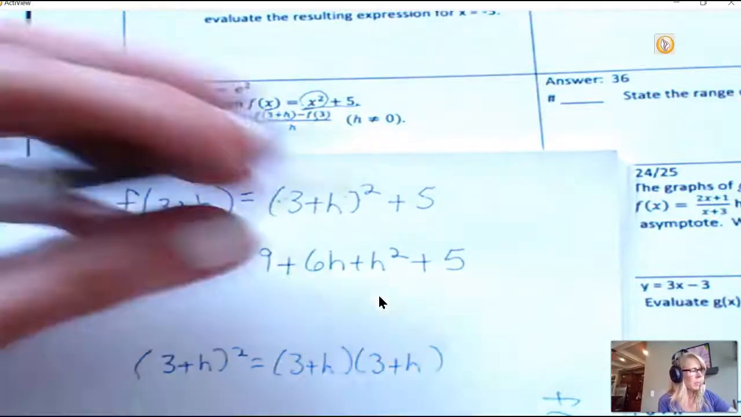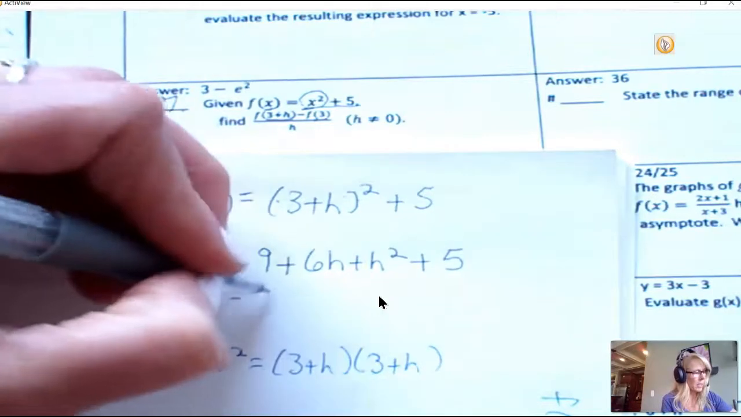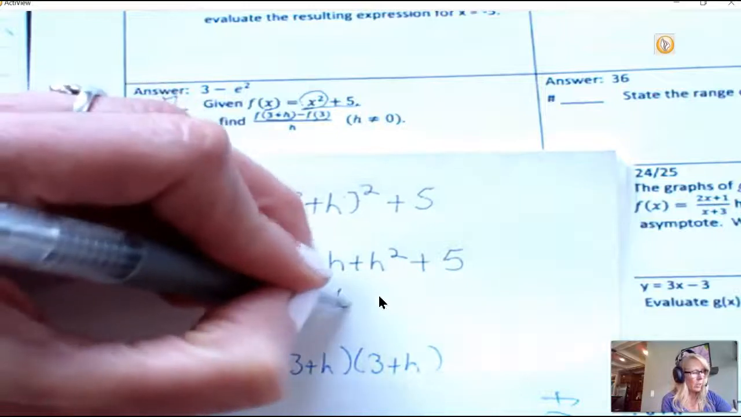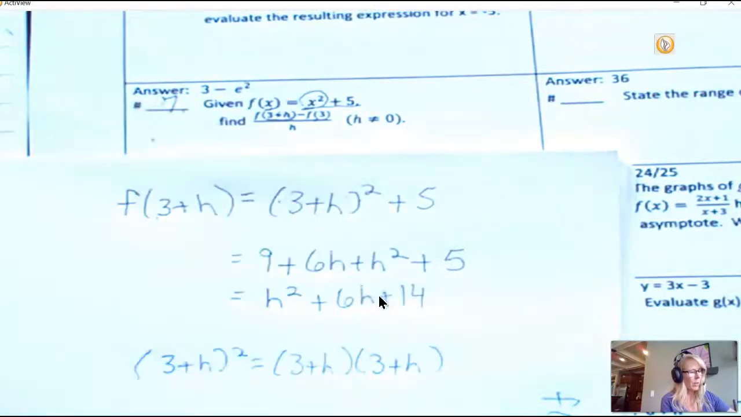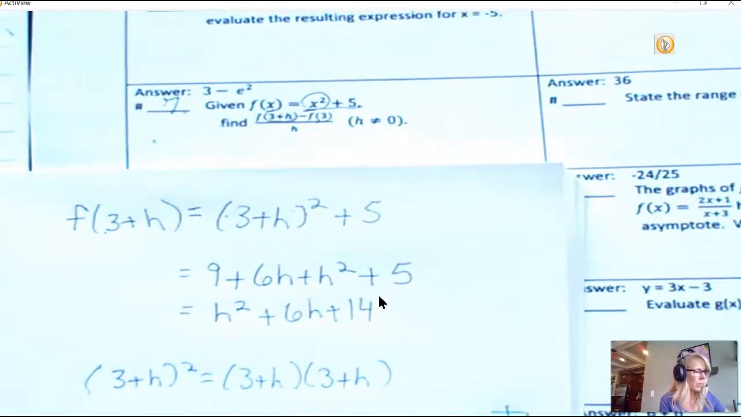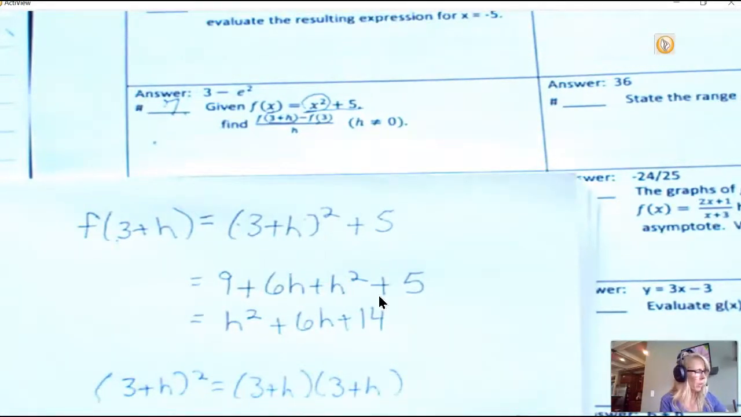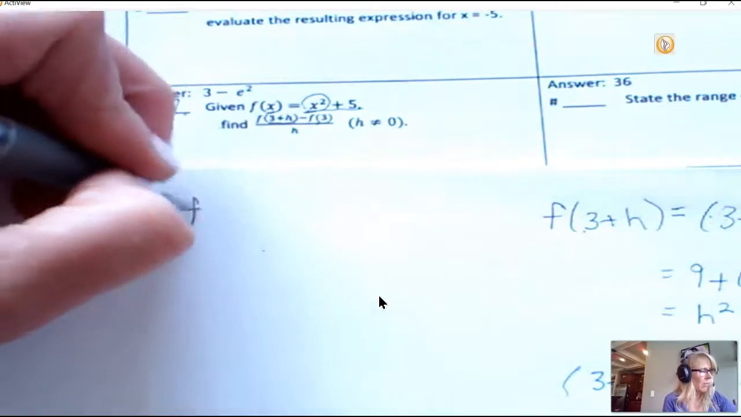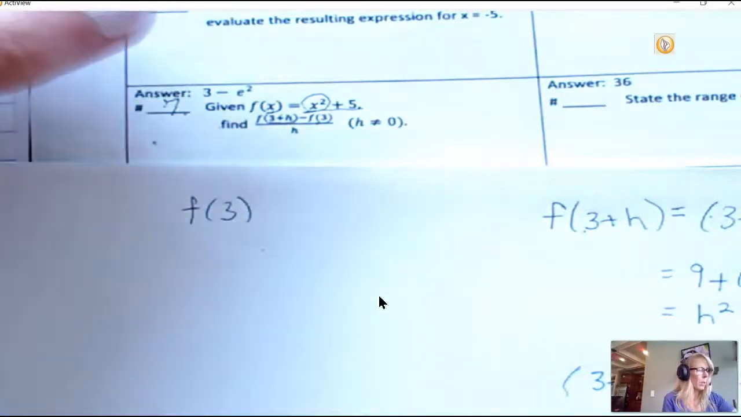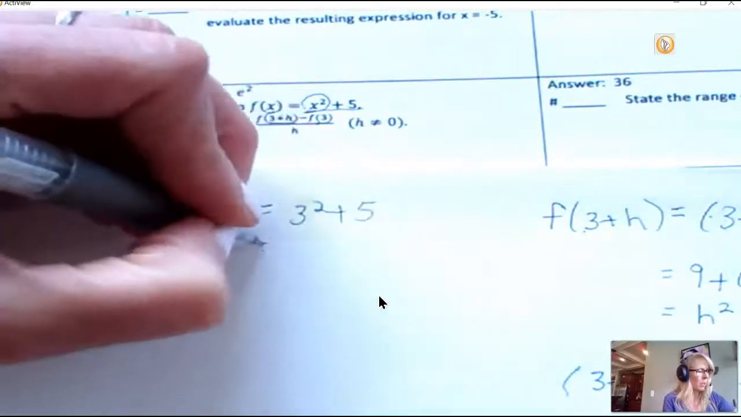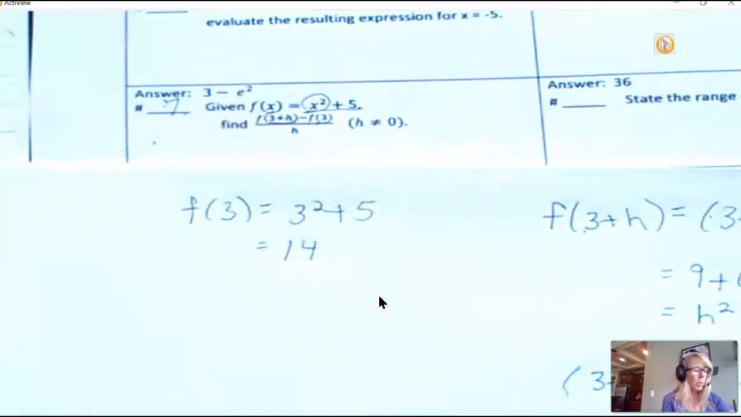All right, so let's complete this f of 3 plus h. That gives us, and I'm going to go ahead and put this in descending order, h squared plus 6h plus 14. That's going to give us the f of 3 plus h. All right, let's go ahead and also find out, I guess we need to find out f of 3 also. So I'll come over on my whiteboard just a little bit here. F of 3, all I need to do again, where I see x, I plug in a 3. That's 3 squared plus 5, and hopefully you see that very quickly as 9 plus 5 or 14.